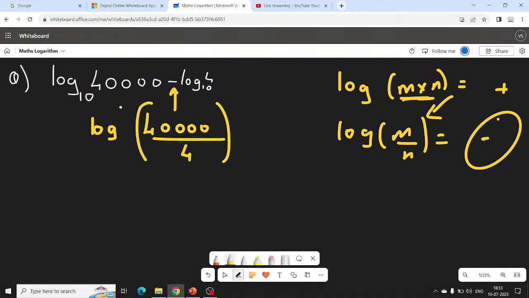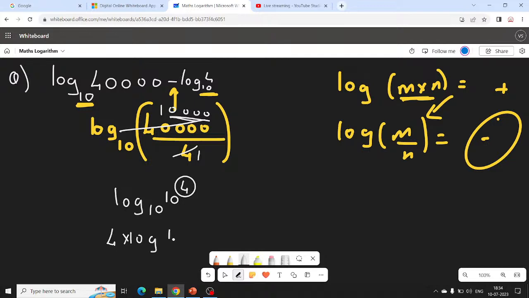Yes or no? And you always have to check the base should be same. Here the base is 10 and here the base is 10. So what will be the base here? 10. Did you all understand? Yes. So now can I cancel this 4 ones and 10,000? Can I write it like this? How many zeros you have? 4. So this becomes log 10 to the power of 4 base 10. Do you all understand? 10 to the power of 4 to the base 10. What happens to this 4 now? 4 into log 10 to the base 10. What is log 10 to the base 10? Yes, 1. So what is the final answer?